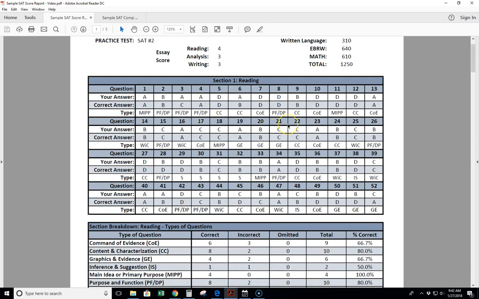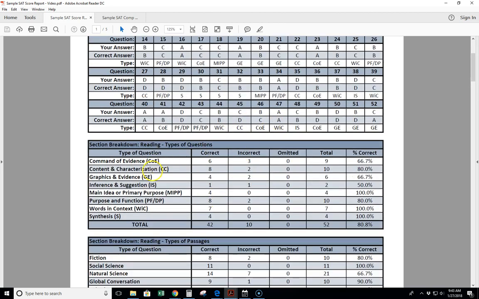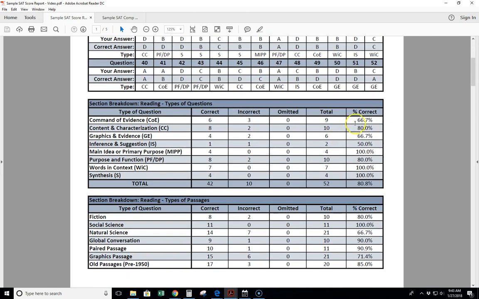The other thing is to help you understand the strengths and weaknesses that exist within the test, being able to see the areas in which you're doing quite well. In this particular breakdown, we can see the types of questions, and with this particular student, some sections went a little bit better than others, and you can get a sense of that.